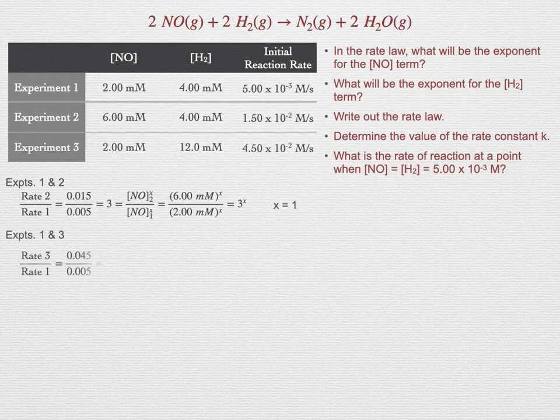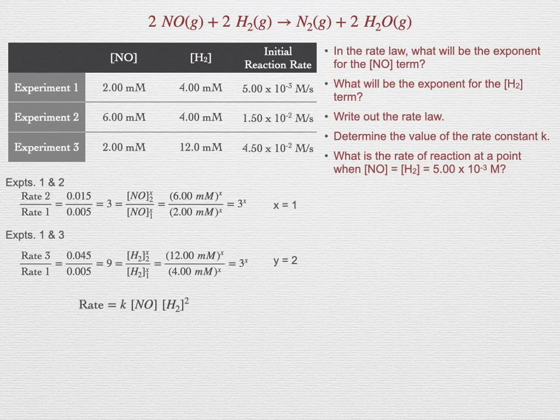Then in experiments 1 and 3, NO is constant while H2 triples from 4 to 12 millimolar. The rate goes from 0.005 to 0.045 molar per second, which is a 9-fold increase. Concentration triples while rate increases 3 squared equals 9 times. The H2 exponent is 2.